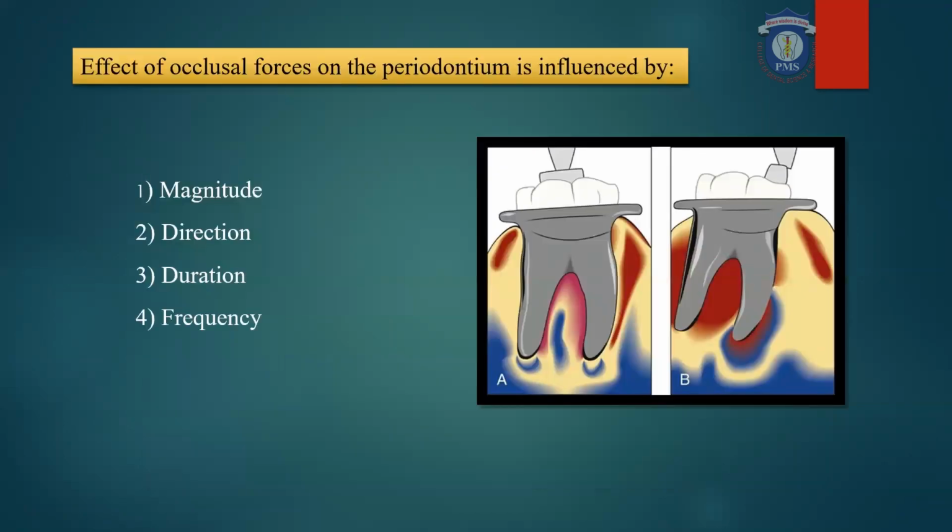So what all effects are there? Effect of occlusal forces on periodontium. This effect is mainly influenced by various factors like magnitude of the force, direction, duration, and frequency of the force applied. Based on all these factors, there will be changes happening on the periodontium due to the effect of occlusal forces.